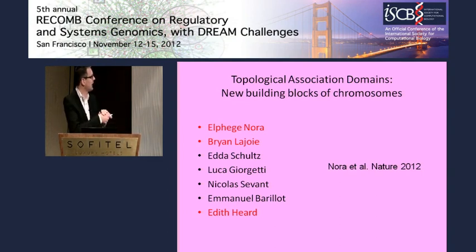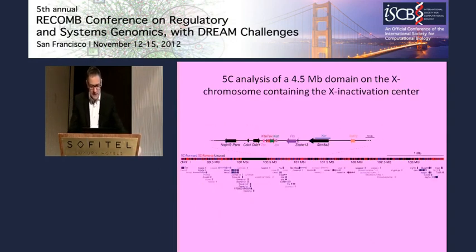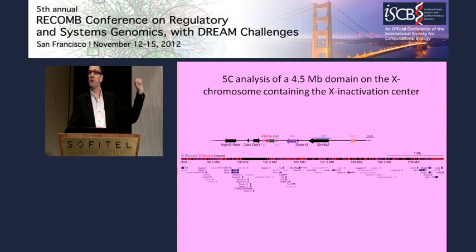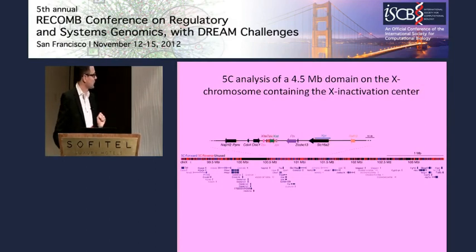So the first part is a story we published earlier this year with Edith Heard's lab in Paris, particularly her graduate student, Elphège, and a student in my lab, Bryan Lajoie, worked on this project. What we did here is we looked at a very specific domain in the mouse genome. This is a 4.5 megabase domain containing the X chromosome inactivation center. The rest of the story will all be about this particular domain, but the results we found apply to all chromosomes. It's just that this is a very interesting biological locus, and Edith Heard's lab has been studying X chromosome inactivation for many years.